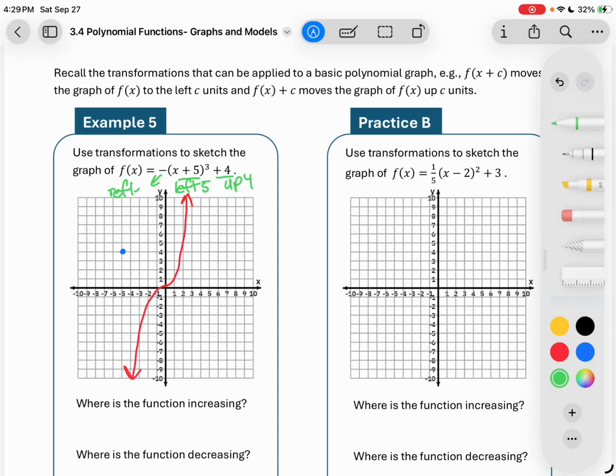It reflects it. So let's flip that upside down. And we might have a cubic function that looks something like that. So the blue one is what we're looking for there.